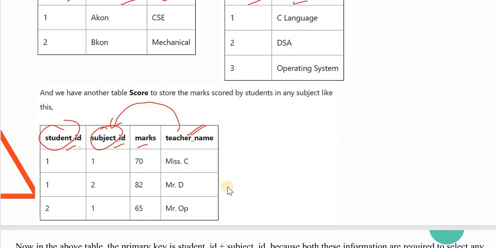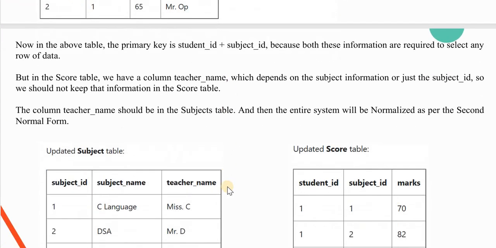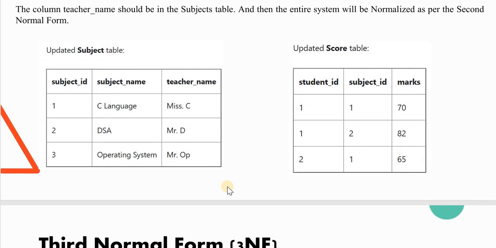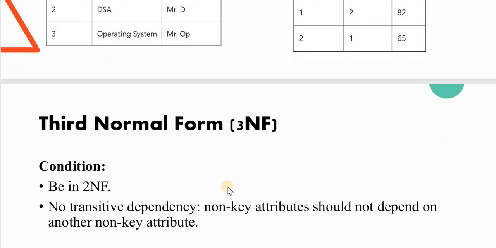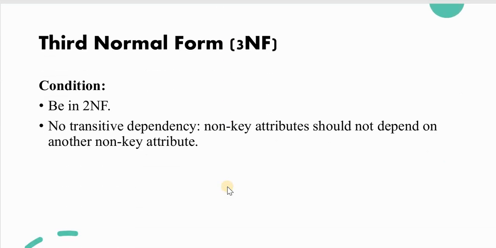Understood? So now I can divide it like this: subject ID, subject name and teacher name, and student ID, subject ID and marks, because the teacher name depends upon the subject. Got it? The column teacher name should be in the subject table, and like that I can decompose. So this is your second norm. And moving to your third norm, the condition for third norm is it should be a second norm table.